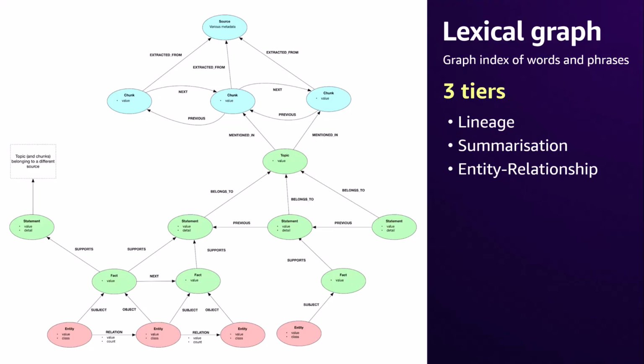Next, we've got summarization, and these are the green nodes. This tier is made up of topic, statement, and fact nodes. Topics represent centralized themes such as Amazon Neptune Database Service or Neptune Database Technical Features. Statements are directly connected to topics. You can see here the belongs to relationship. And they provide support for known pieces of information, such as Amazon Neptune supports openCypher query language.